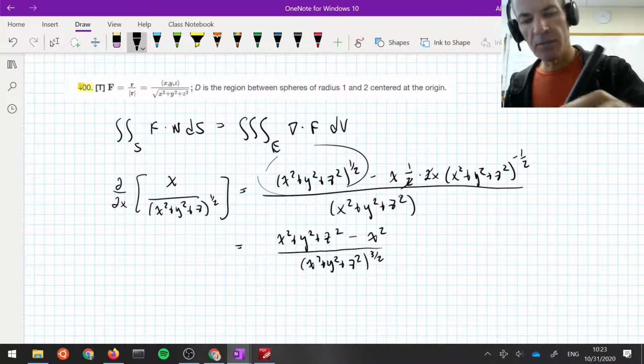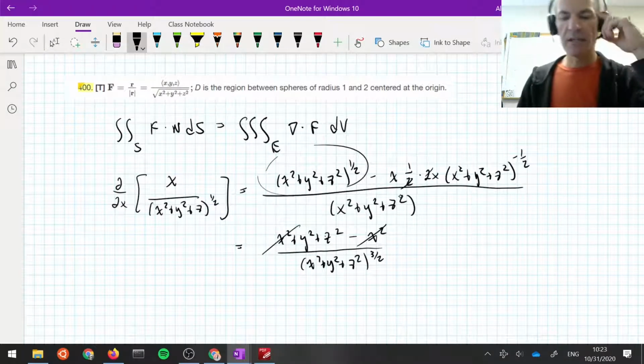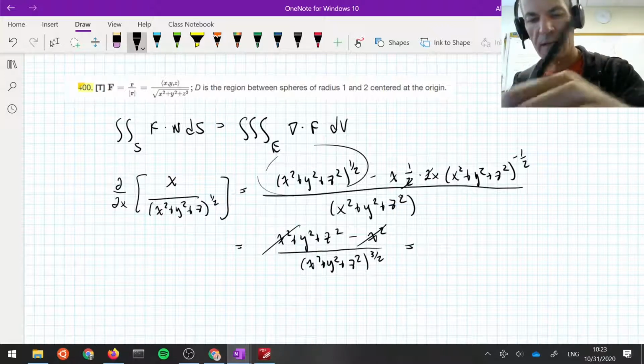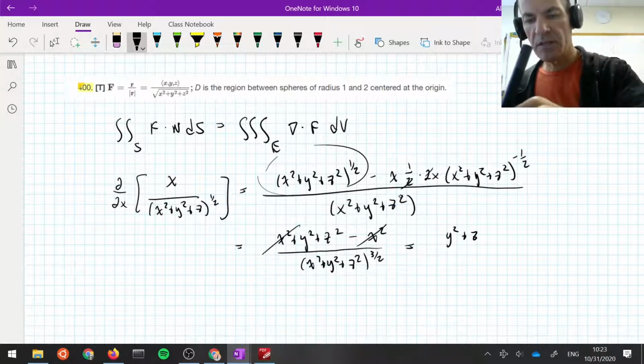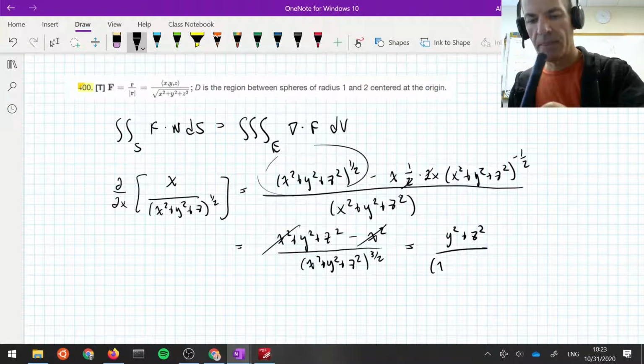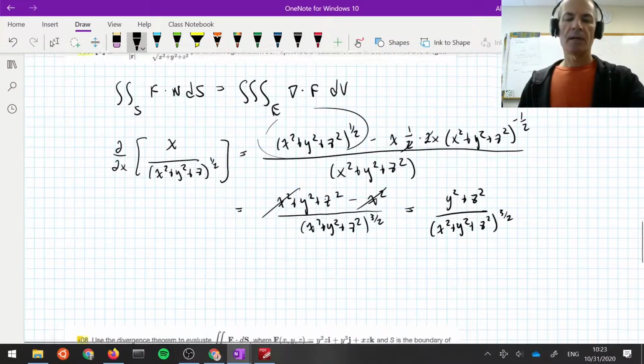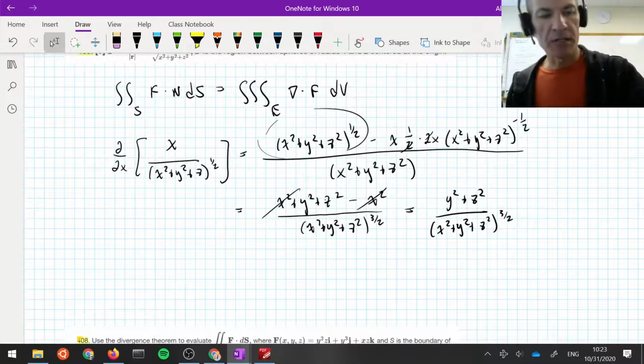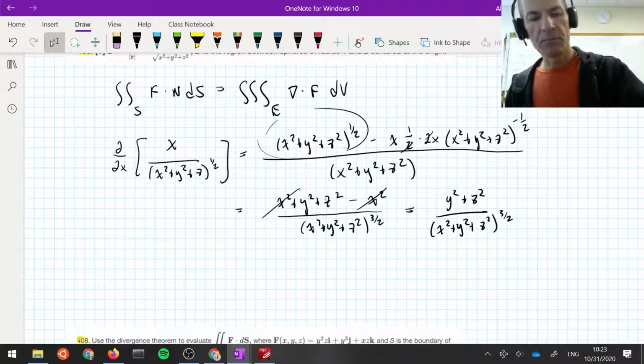The numerator simplifies a little bit. The x squared cancel, and I get y squared plus z squared over x squared plus y squared plus z squared to the 3 halves. Now, based on the symmetry of these three expressions, I know that the partial with respect to y and with respect to z is going to be similar to this.